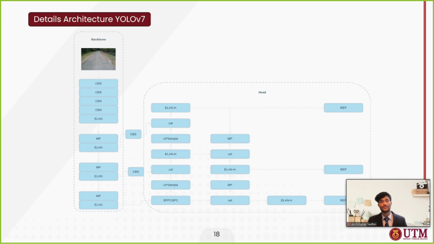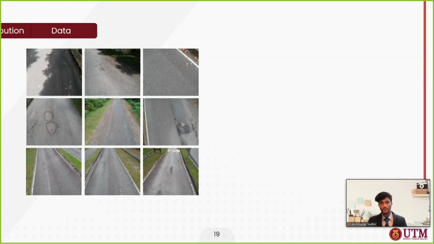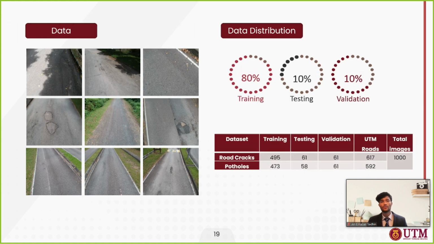Here is a more detailed view of the YOLOv7 architecture, which is grounded in the efficient layer aggregation network, or ELAN. It is divided into three major components, each playing a significant role in the functionality of YOLOv7. For this particular study, I have gathered a set of 1000 images using a drone. I have organized these images into distinct categories for training, testing, and validation.